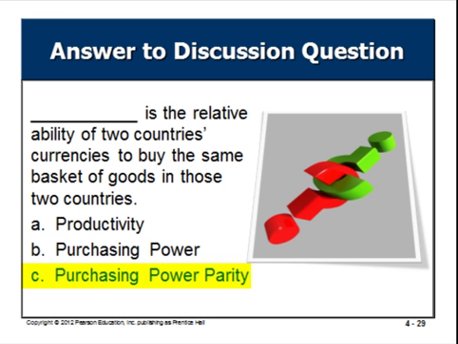Purchasing power parity is the relative ability of two countries' currencies to buy the same basket of goods in those two countries.